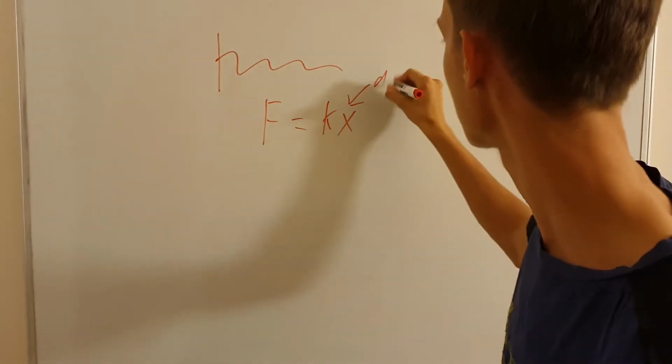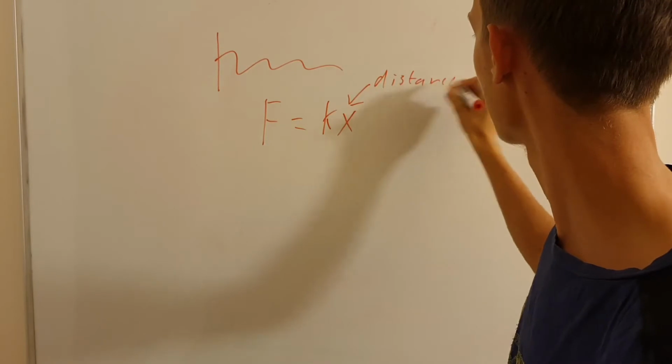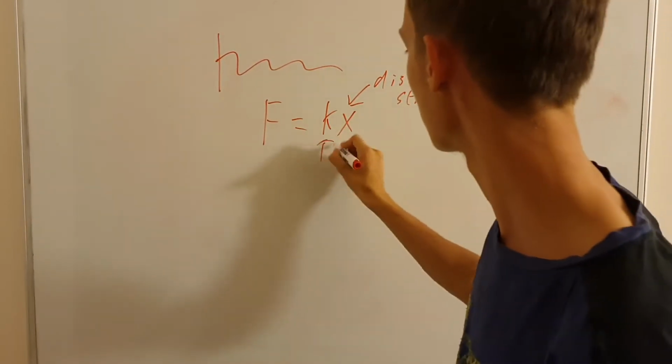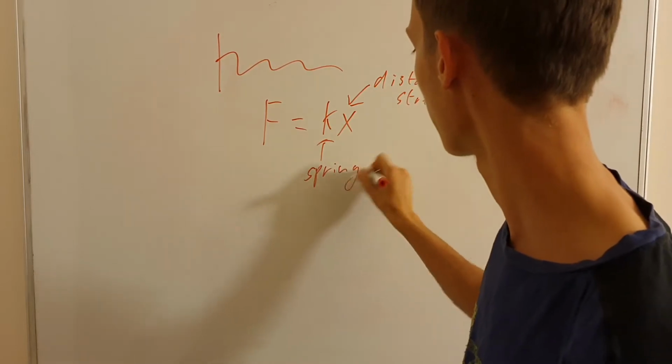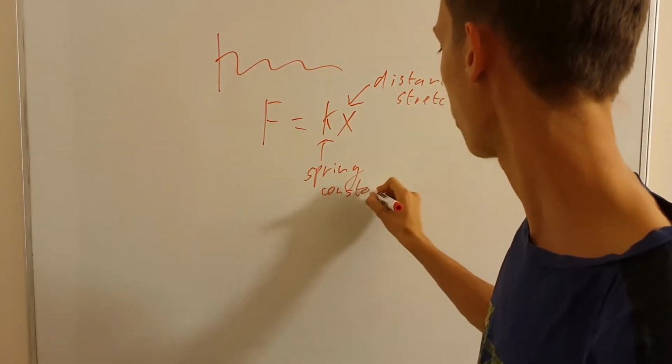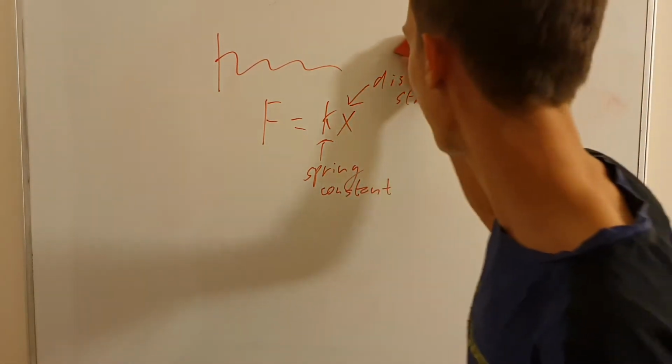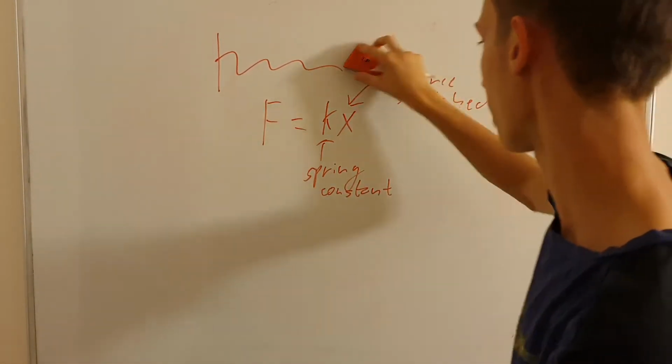So this is basically the distance stretched or extended, and k is the spring constant. Okay, of course it can be denoted by different letters, so let's say c as well, and so on. X is the length to which it is stretched.